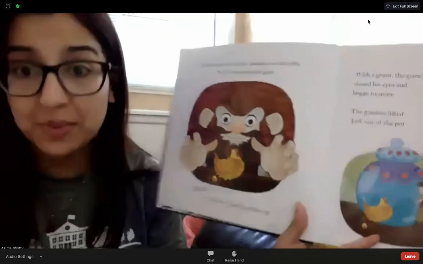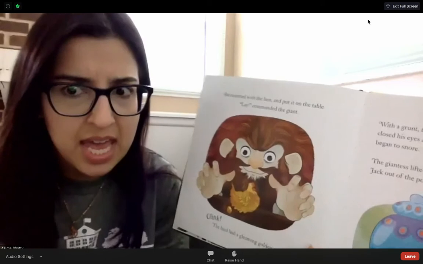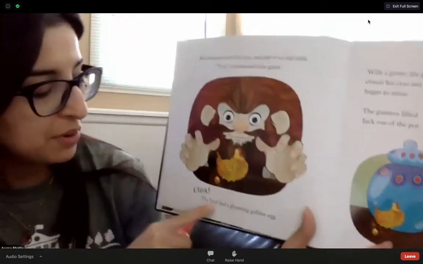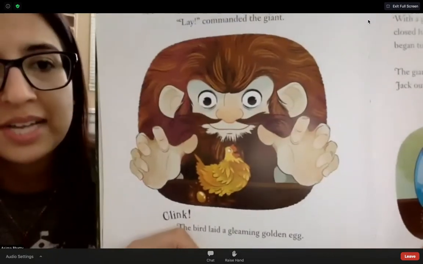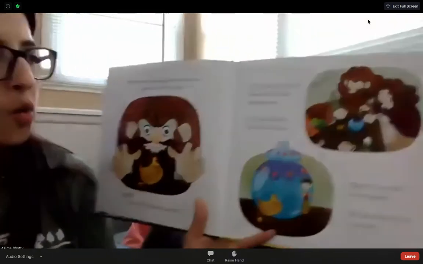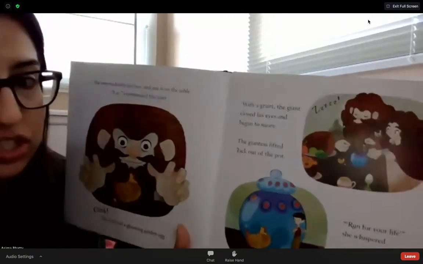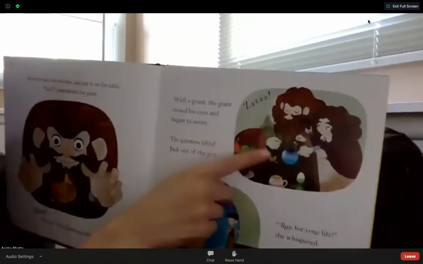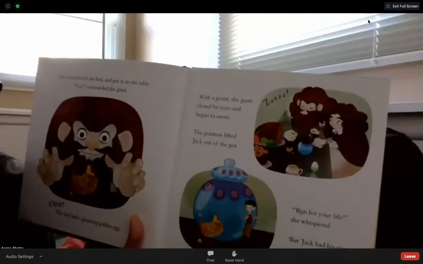All right, so she returned with the hen, and she put it on the table. "Lay some eggs," commanded the giant. Clink! The bird laid a gleaming, golden egg. Elba, you're right, she's protecting him. Yes. With a grunt, the giant closed his eyes and began to snore. The giantess lifted Jack out of the pot. "Run for your life," she whispered, but Jack had his eyes on the hen.